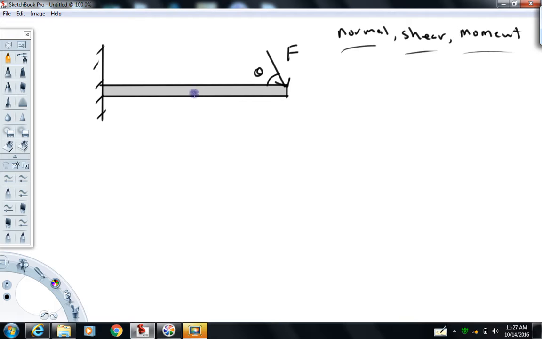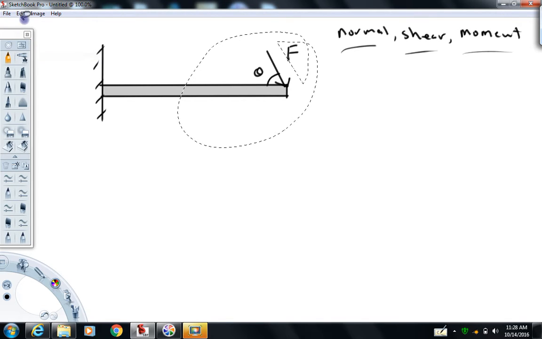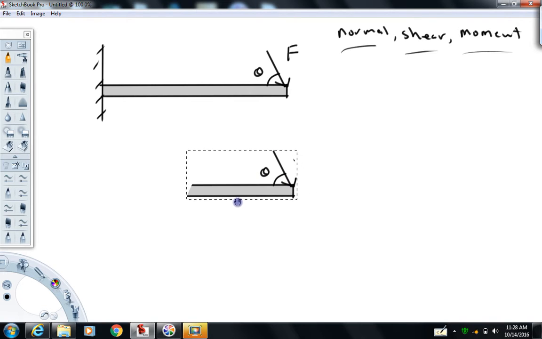So what I'm going to do here is I'm going to cut this system and draw a free body of this piece of it. So again, I imagine this here. We're going to take that, draw a piece of it right here.